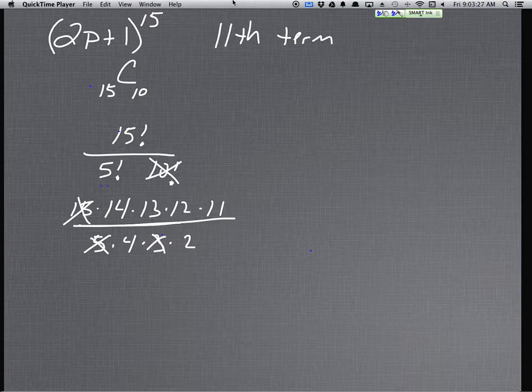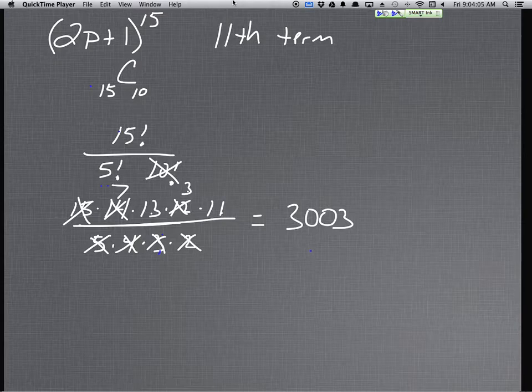All right, what else do you want to reduce in there? 12 and the 4, which leaves me with the 3, and we can do one more reduction. The 2 and the 14 gives me a 7. So I'm interested in 7 times 13 times 3 times 11. How did you do the 5 and 15 again? I did the 5 times the 3, which is 15, so I canceled out the 15. So what is 7 times 13 times 3 times 11? 3003. Now, what?